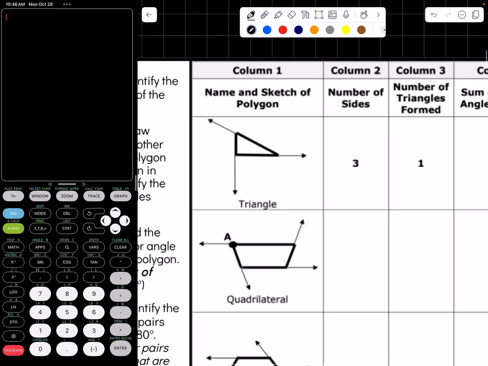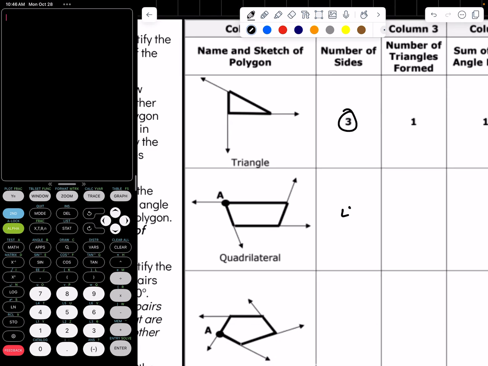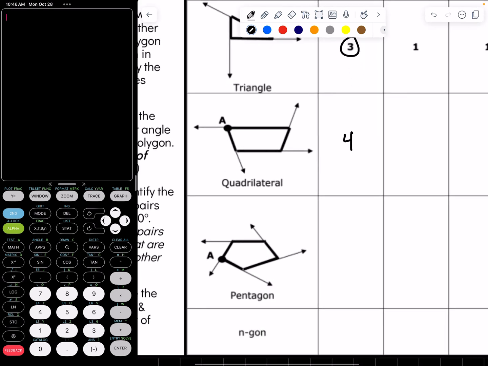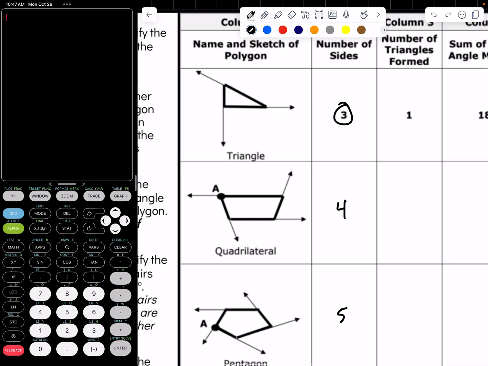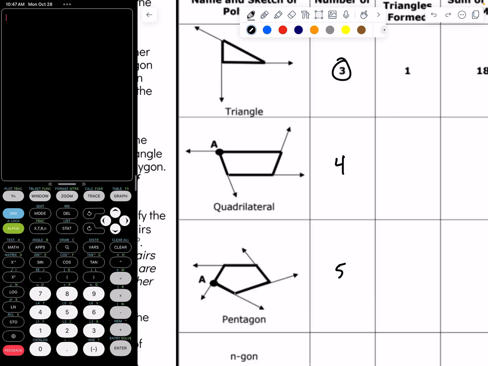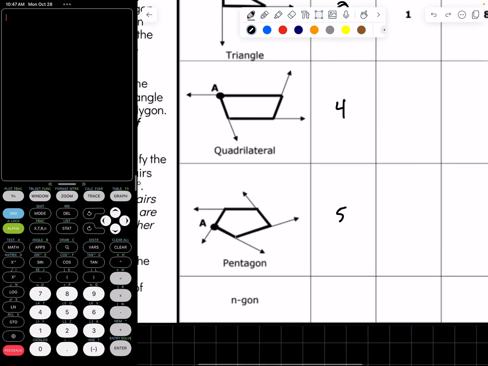So we've already got that example. With that triangle, we've got 3 sides. With our quadrilateral, we can see that we have 4 sides. With our pentagon, we can see that we have 5 sides. 1, 2, 3, 4, 5. And then, so it stands to reason, and this bottom row is going to be where we make our rule. A triangle, we see 3 sides. Quadrilateral, we see 4 sides. Pentagon, we see 5 sides.